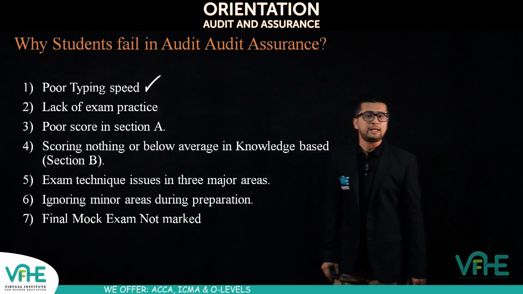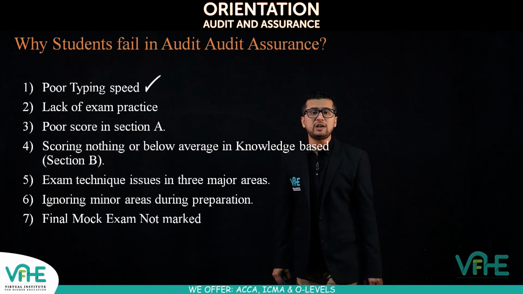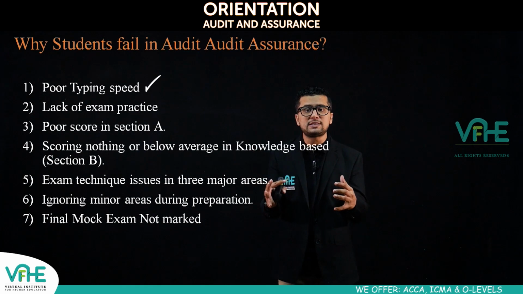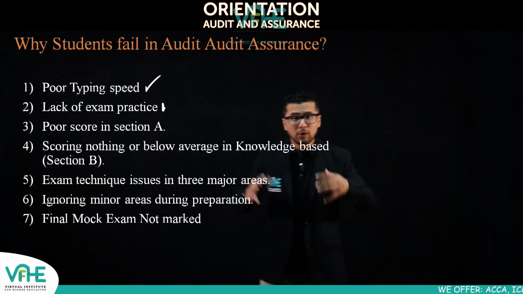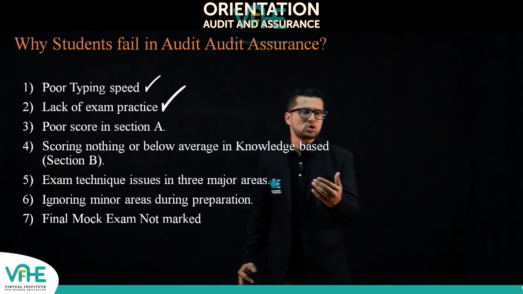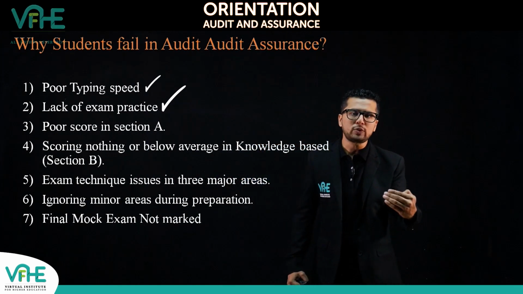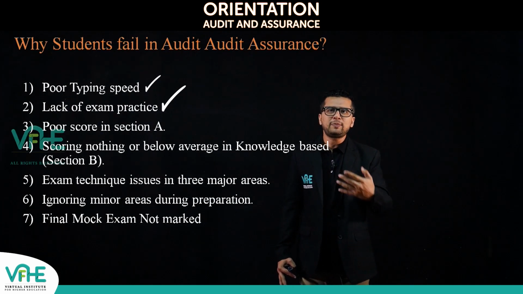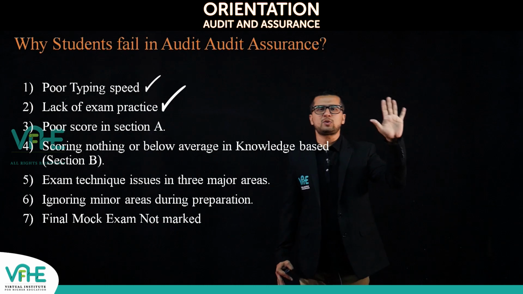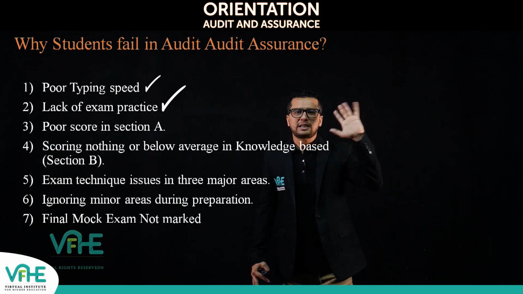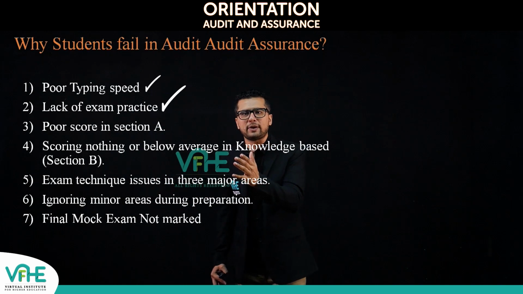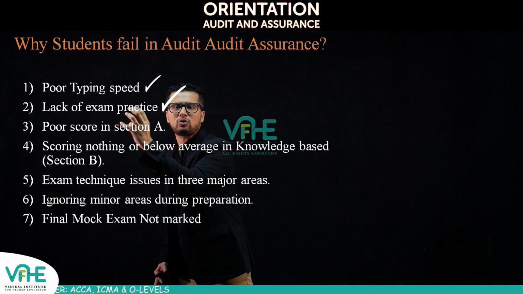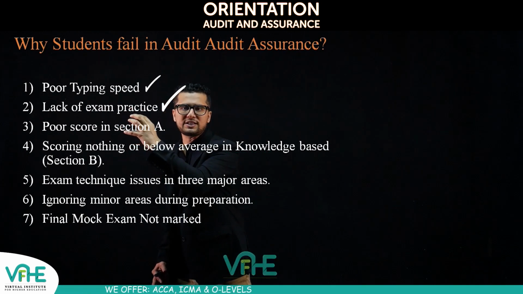Why do students fail the AA exam? Because students generally do not attempt mock exams. Students do not attempt questions under exam conditions. They don't practice enough. Normally, a student reads the question, then reads the solution, and comes away with a feeling: yes, I know this question, it's done and dusted, I'm good at it. But that's not how you are going to pass this particular paper. So you need to make sure you are working on your typing speed, and that you are solving questions under exam pressure throughout the session.